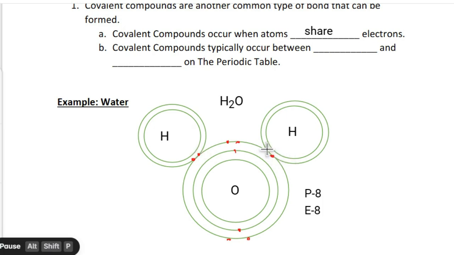Because if you remember, hydrogen only had 1 valence electron, but it needs 2 in order for that outer shell to be full. So if it shares the other electron with oxygen, then that outer shell is going to be full, and it's going to chemically combine to make water.